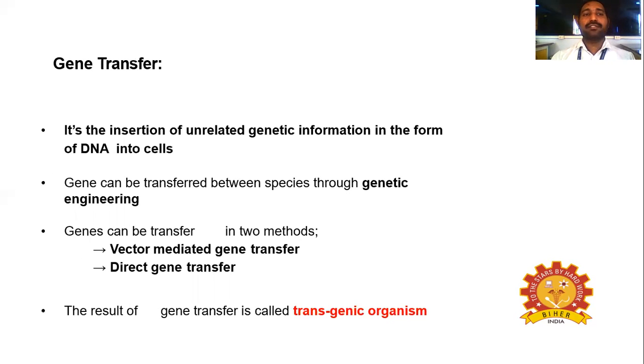So here we have the next one, gene transfer. In gene transfer, generally there is the insertion of unrelated genetic information in the form of DNA into some other unrelated cells. Genes can be transferred between species through genetic engineering. And genes can be transferred by two methods. One is viral mediated, another one is direct gene transfer. As a result of both these transfer methods, we can bring about new transgenic plants or animals or organisms.